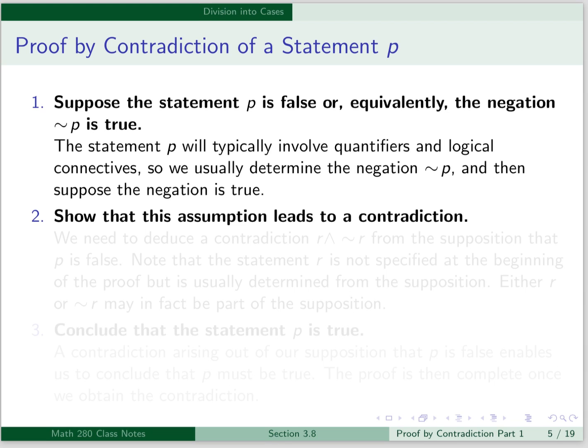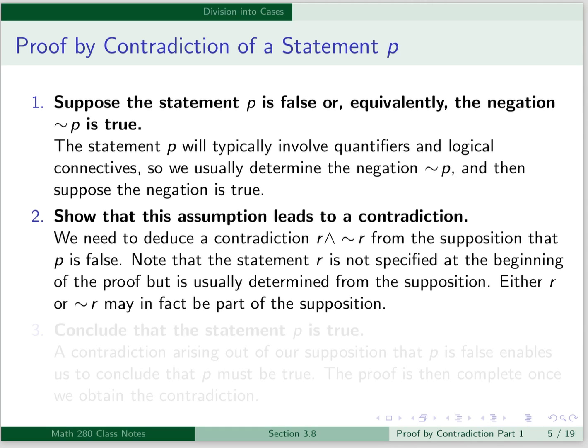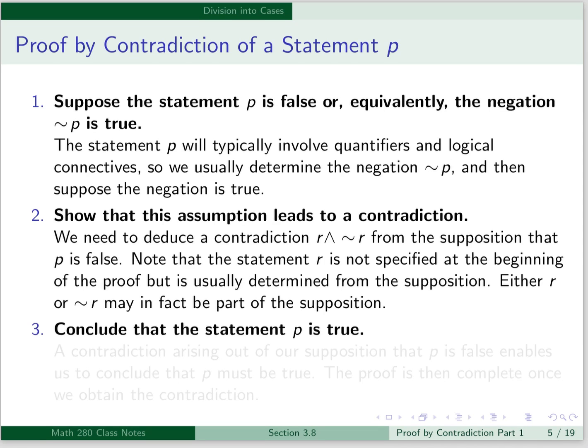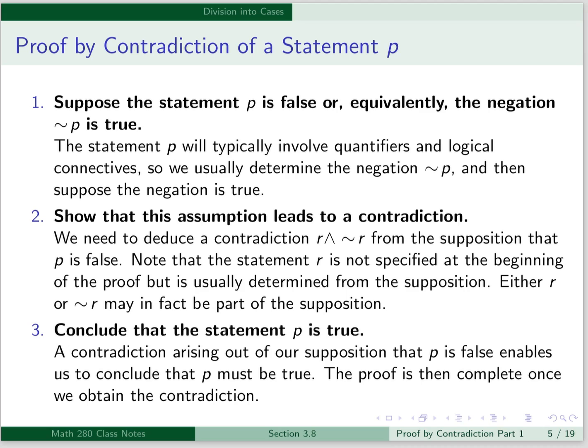Step 2, we show that this assumption leads to a contradiction. So we need to deduce a contradiction, R and not R, from the supposition that P is false. Note that the statement R is not specified at the beginning of the proof, but is usually determined from the supposition. Either R or not R may in fact be part of the supposition. Finally, step 3, we conclude that the statement P is true. A contradiction arising out of our supposition that P is false enables us to conclude that P must be true. The proof is then complete once we obtain the contradiction.